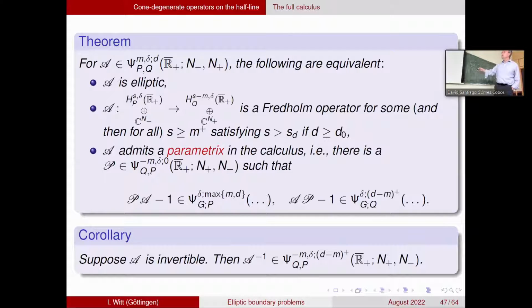And if I write P, then it is P, comma P, and here's Q, comma Q. So and then as a corollary, we also get spectral invariance. If an operator, as an operator from here to here, is invertible, then the inverse is basically a parametrix in that sense, so it belongs to the calculus, and the type can also be given.